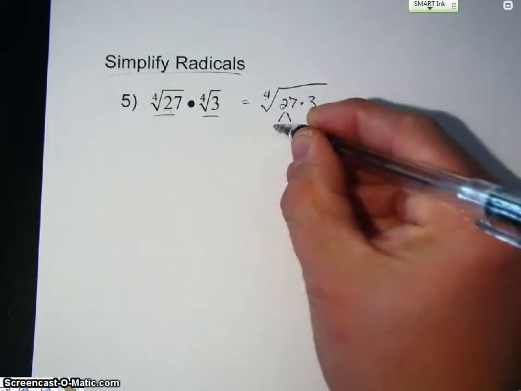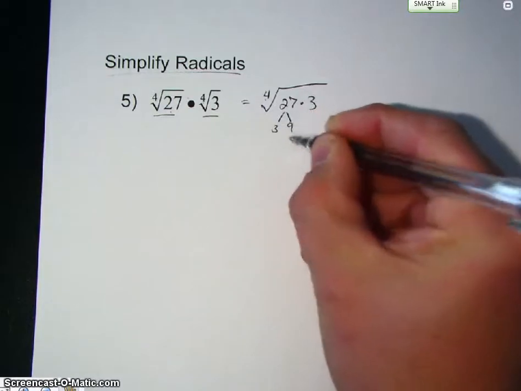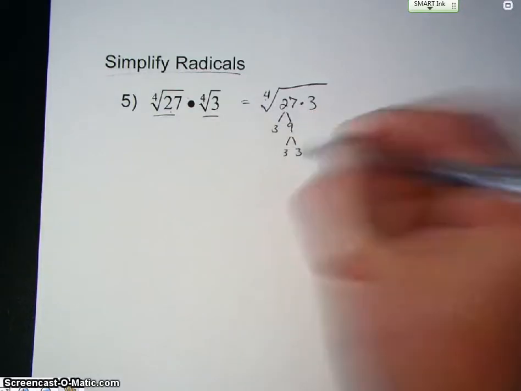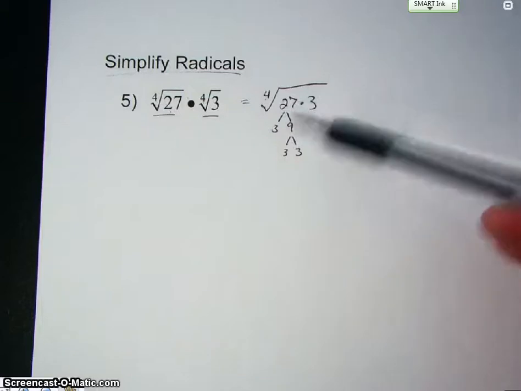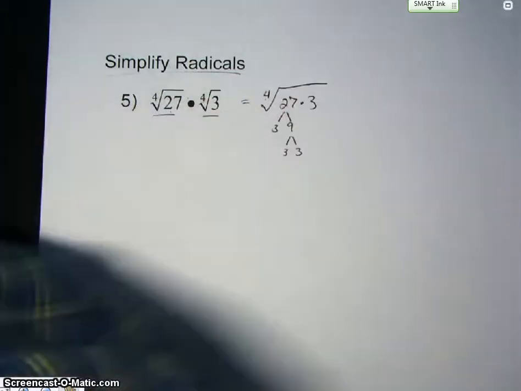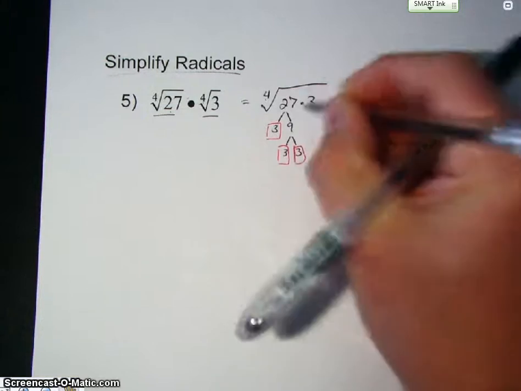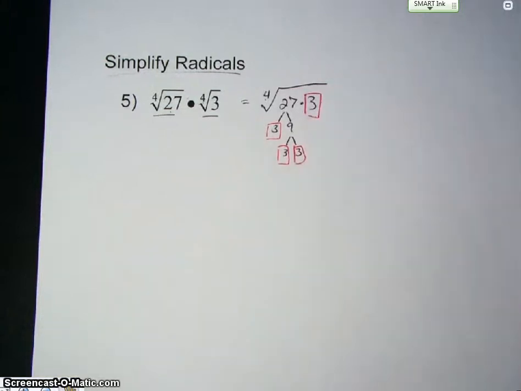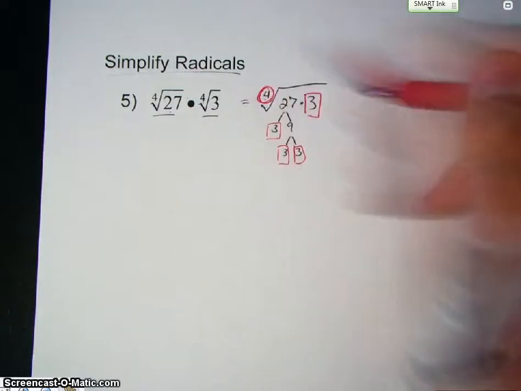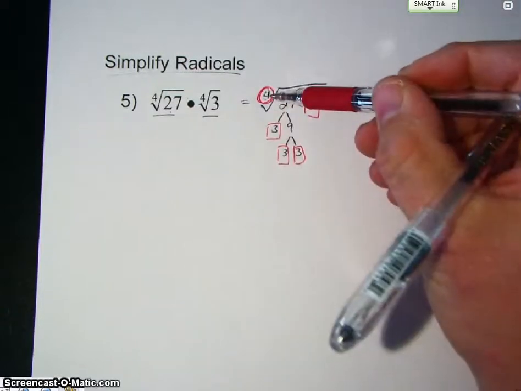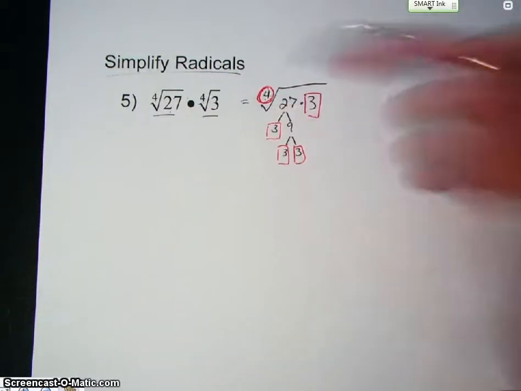Alright, so let's see here. 3 goes into 27 9 times, 3 down to 3. Now here I've got 3, 3, 3, and a 3. Those are all prime numbers. So the rule here is 4: every 4 of the same number I can pull out.